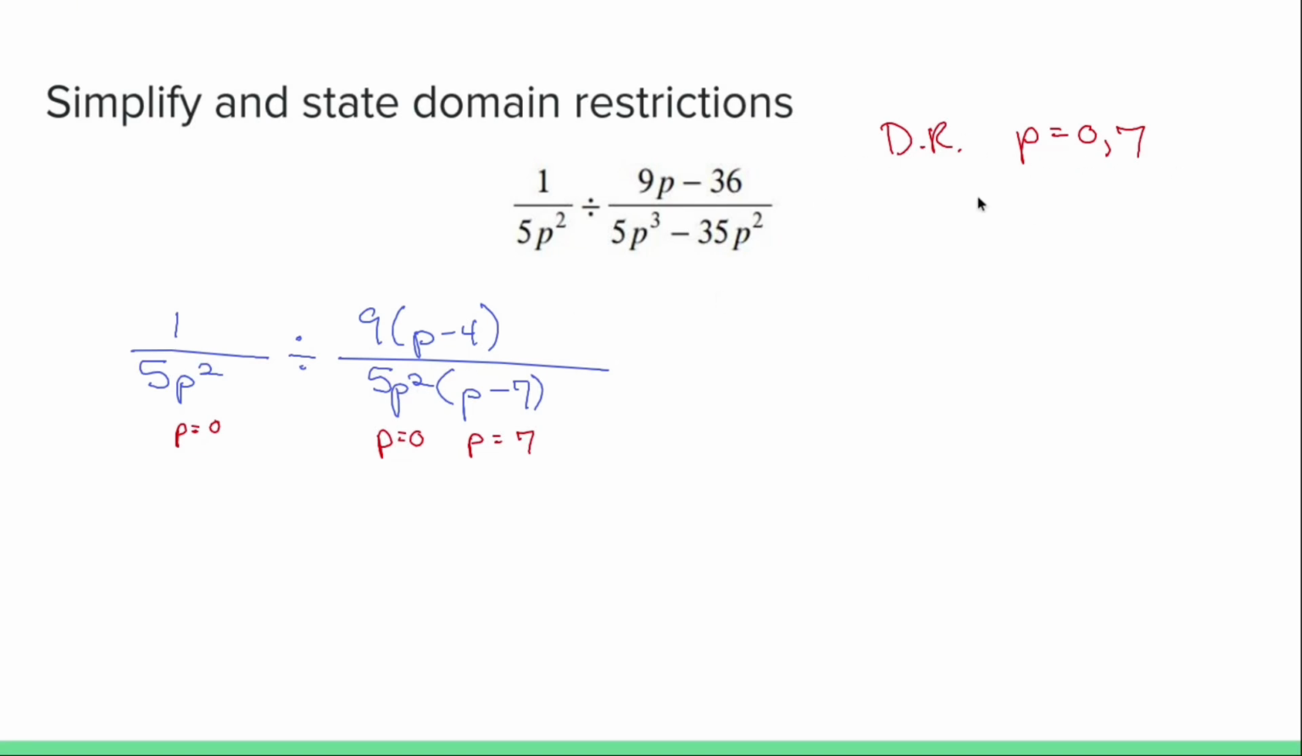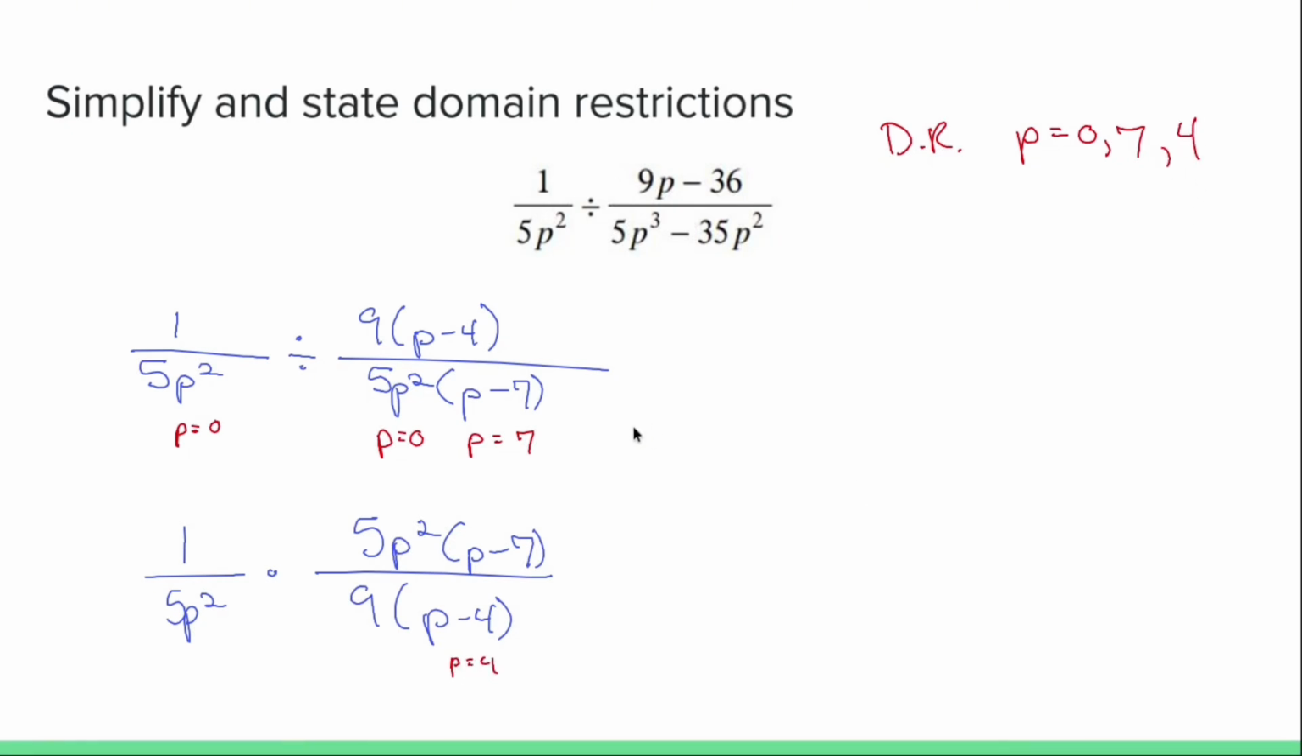But I'm not done with this because now that this is division, I have to flip and multiply. So nothing happens with the first. But by flipping and multiplying, I have now brought that p minus 4 into the denominator, which means I now have a brand new domain restriction. I'm not allowed to use 4. So p equals 4 is now a domain restriction. And if you're wondering, do we still have to count 7? Yep, because if you plug 7 into the original problem, it's not going to work.